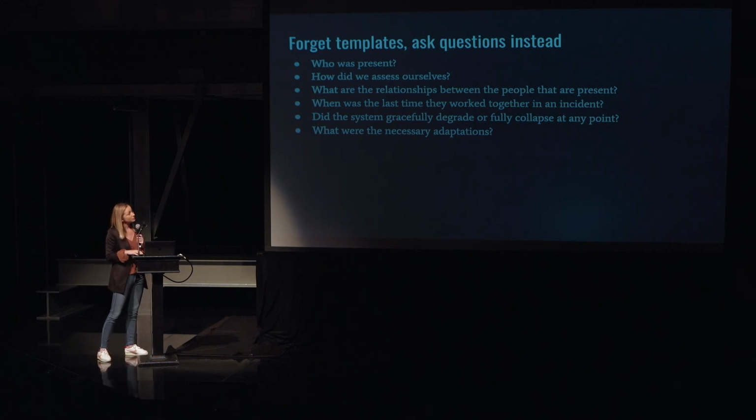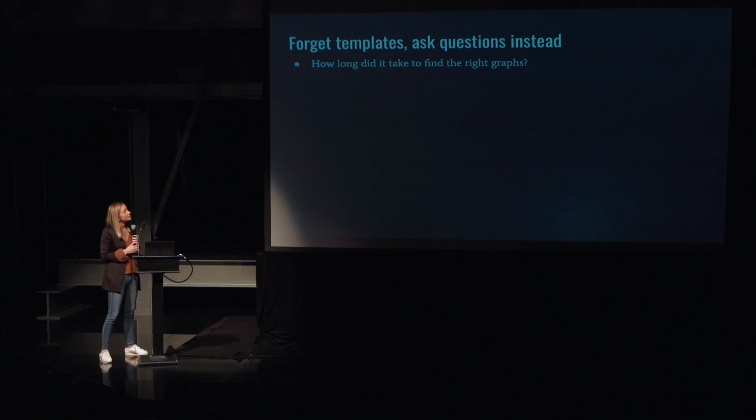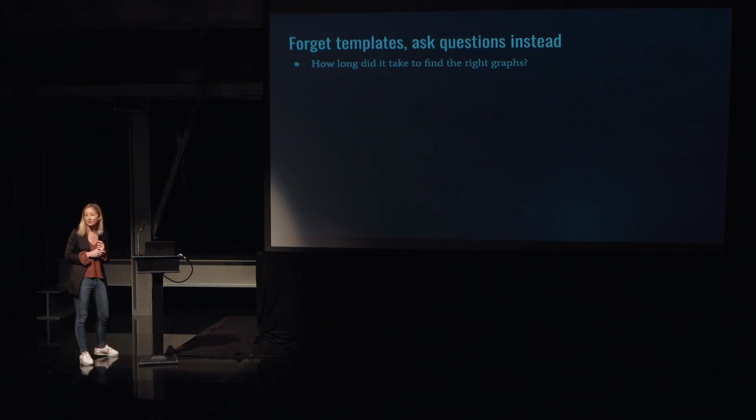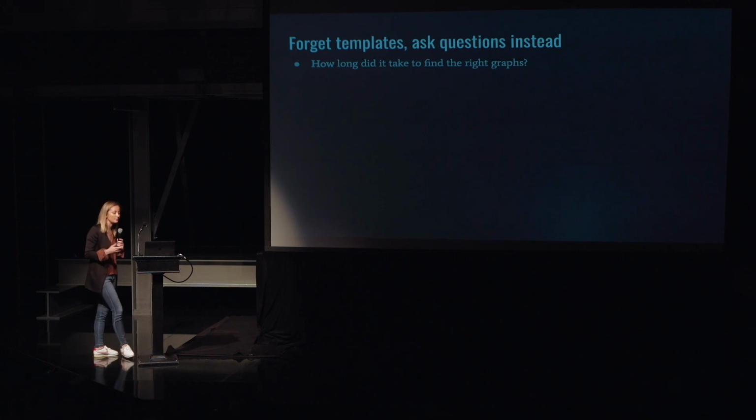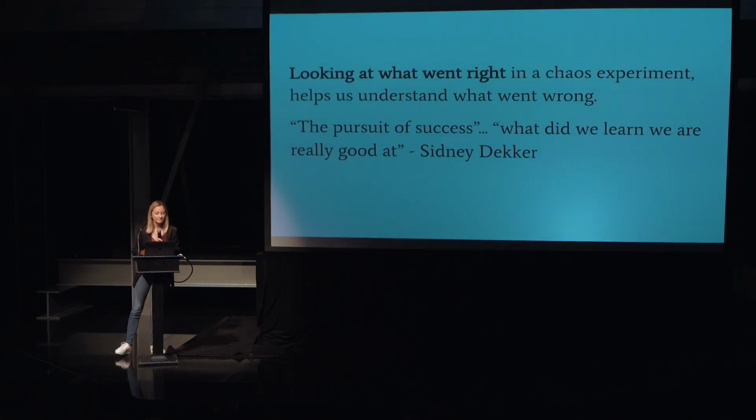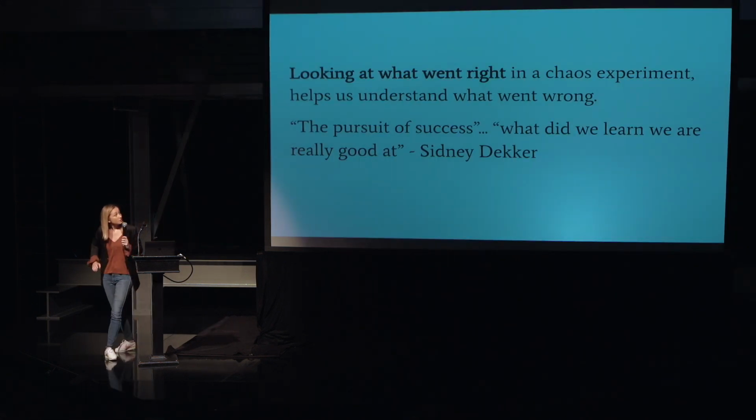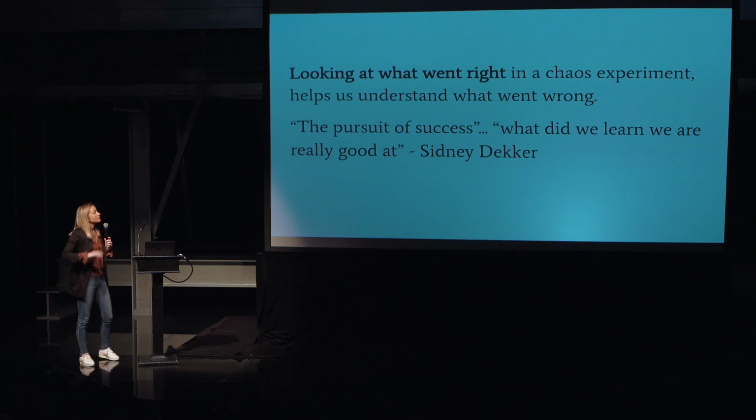Did the system gracefully degrade or collapse at any point? And what were the necessary adaptations? And this last one I added in during Corey's talk is, how long did it take to find the right graphs? How long did it take to find the right metrics? Sidney Dekker says, looking at what went right, the pursuit of success, what did we learn we're really good at? And so I adapted that and I said, look at what went right in a chaos experiment in order to help us understand what went wrong.